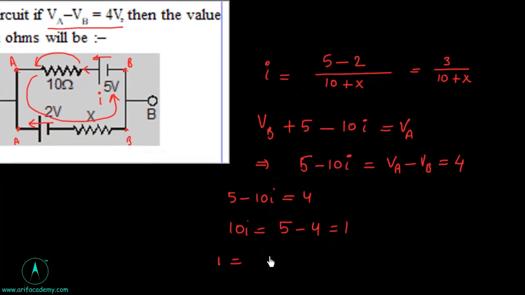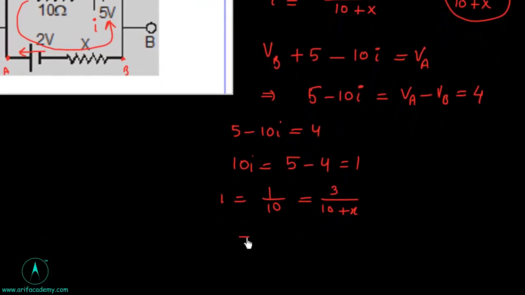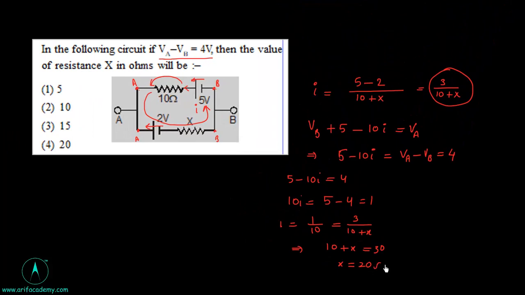So I equal to 1 by 10, but I is 3 upon 10 plus X. So this equals 10 plus X equal to 30. So X equal to 20 ohm. So this is the answer.